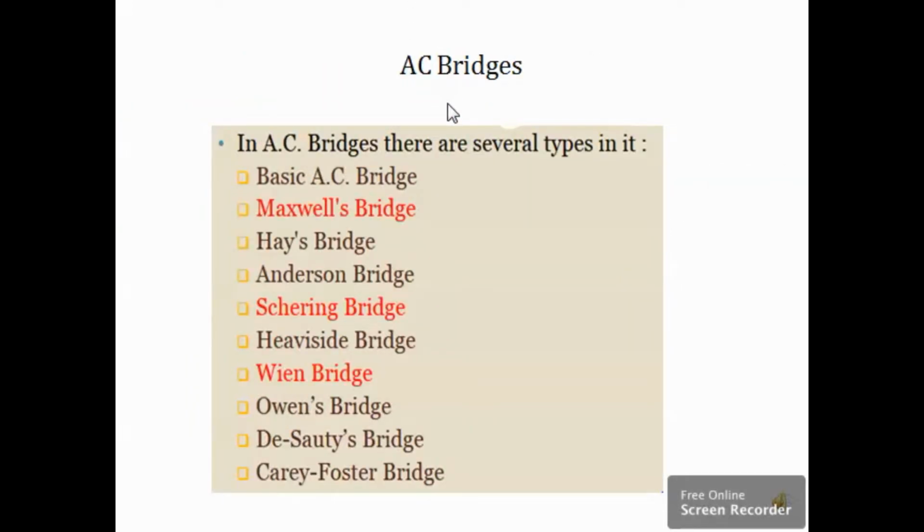These are the main AC bridges. This is the basic AC bridge, then Maxwell's bridge, Hay's bridge, Anderson bridge, Schering bridge, Heaviside bridge, Wien's bridge, Owen's bridge, De Sauty's bridge and Carey-Foster bridge. In this module, we are going to study Maxwell's bridge, Schering's bridge and Wien's bridge.